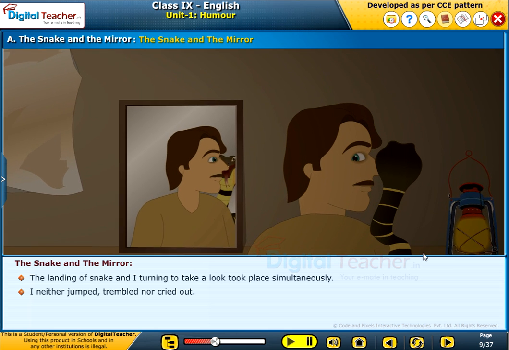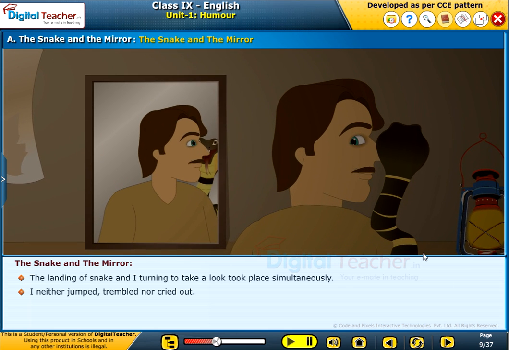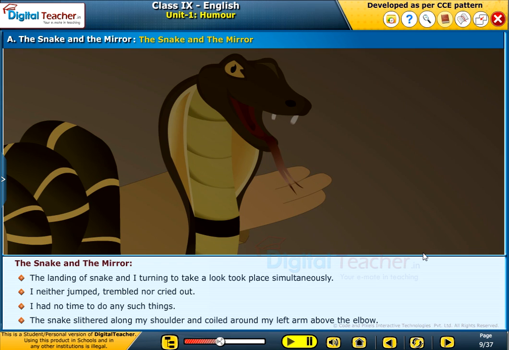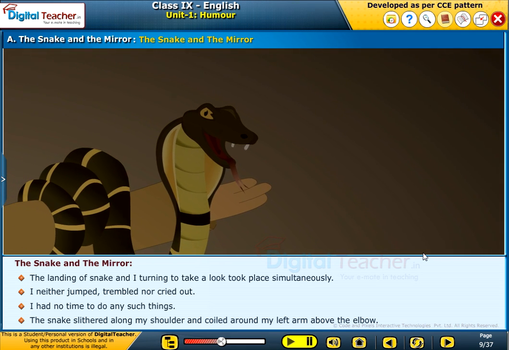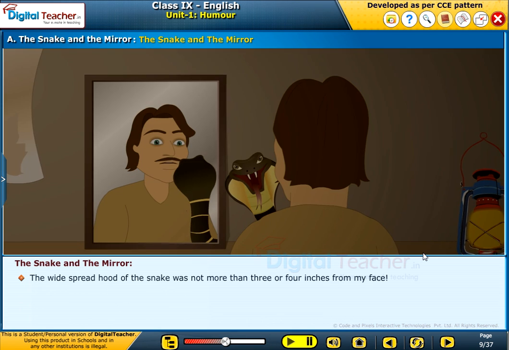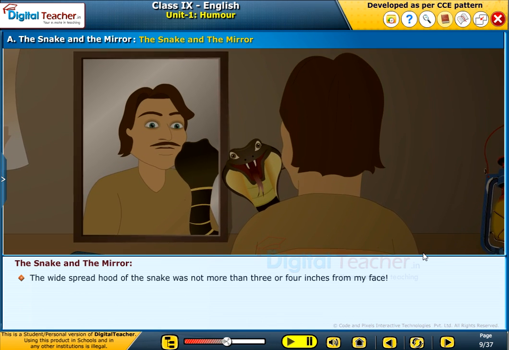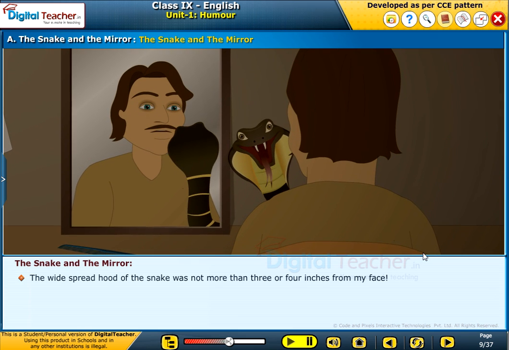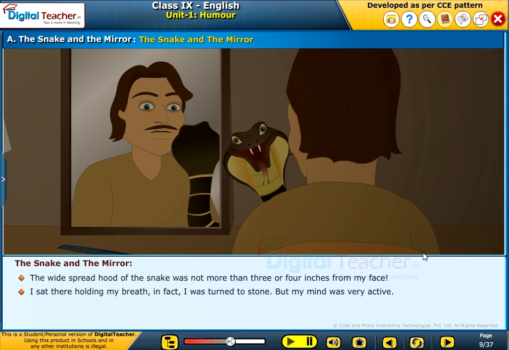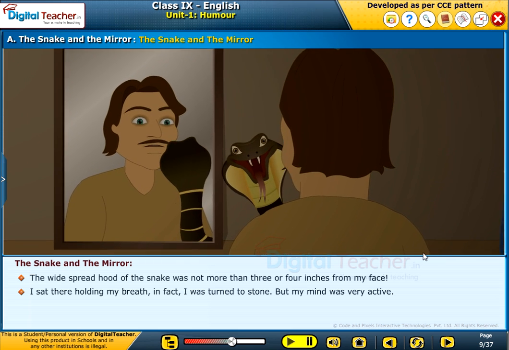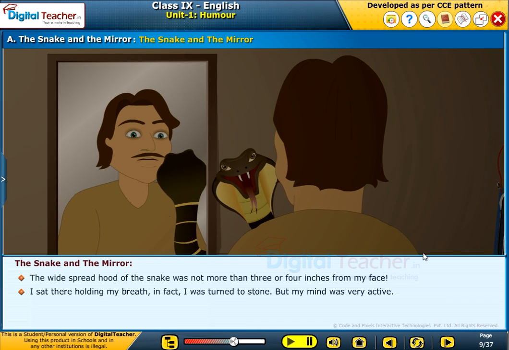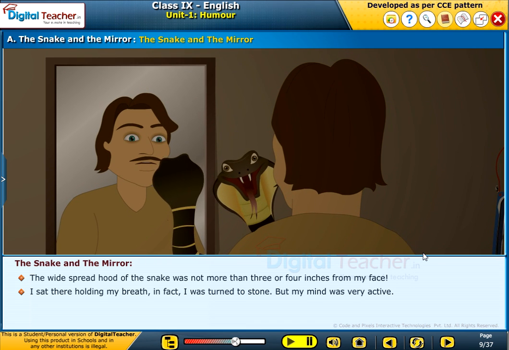The landing of the snake and my turning to take a look took place simultaneously. I neither jumped, trembled, nor cried out. I had no time to do any such things. The snake slithered along my shoulder and coiled around my left arm above the elbow. The widespread hood of the snake was not more than 3 or 4 inches from my face. I sat there holding my breath. In fact, I was turned to stone, but my mind was very active.